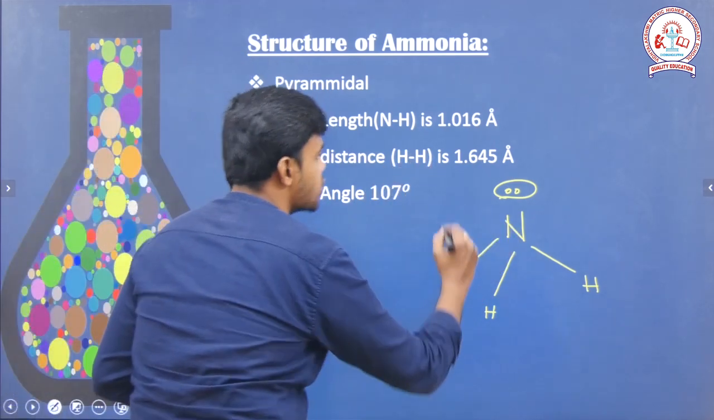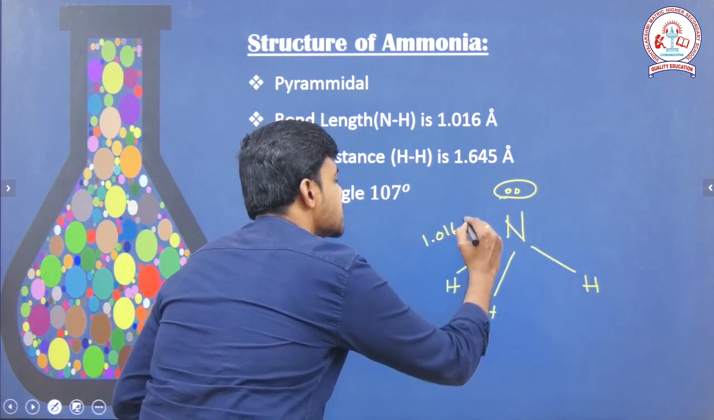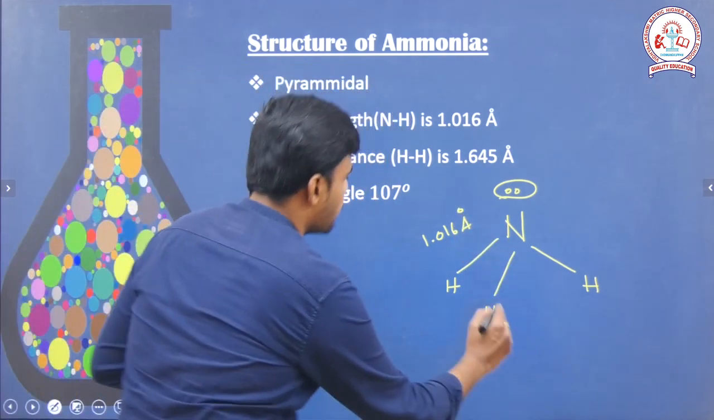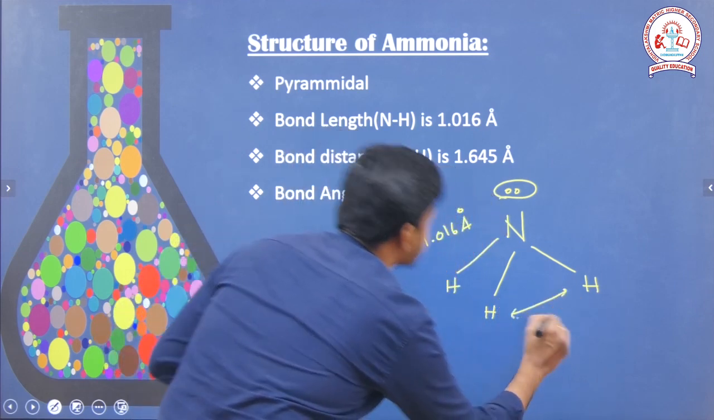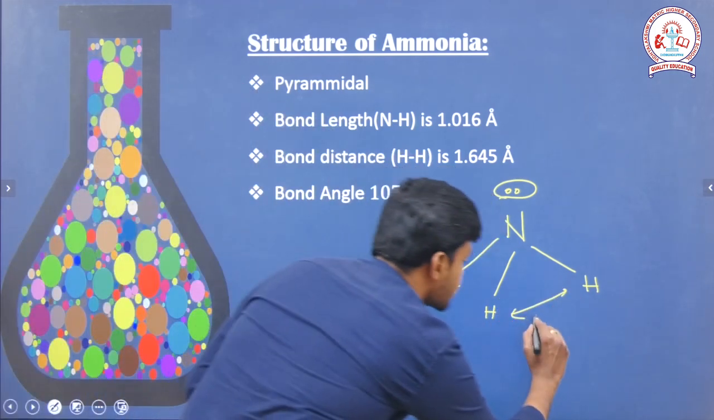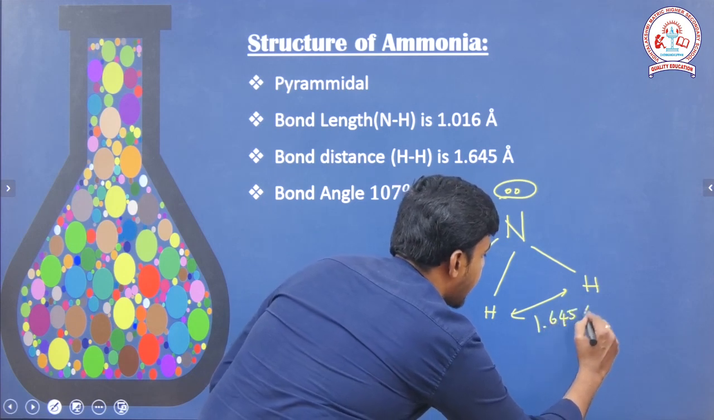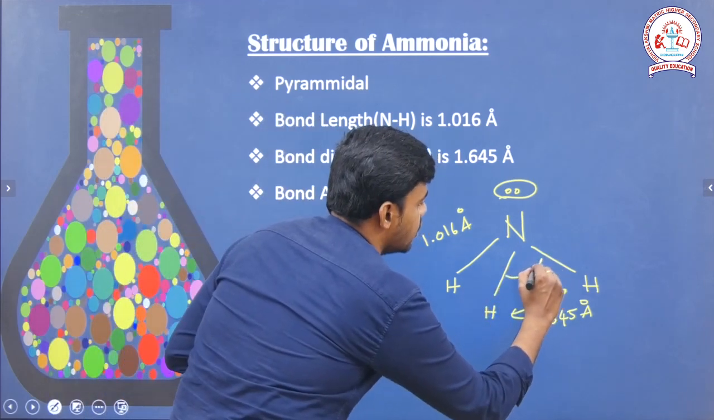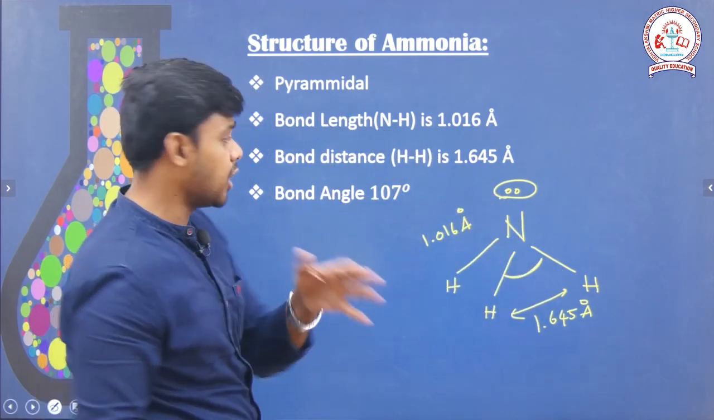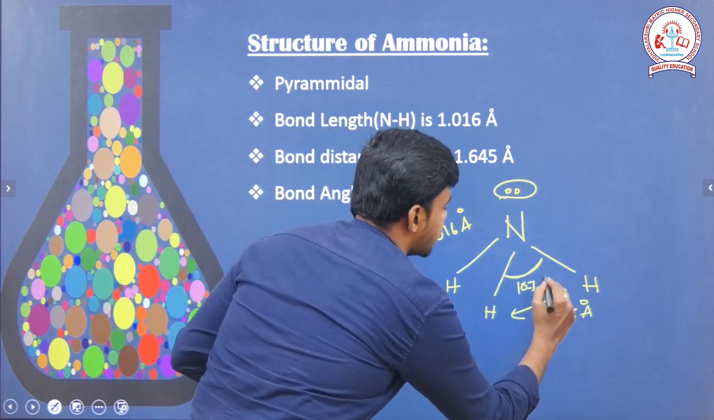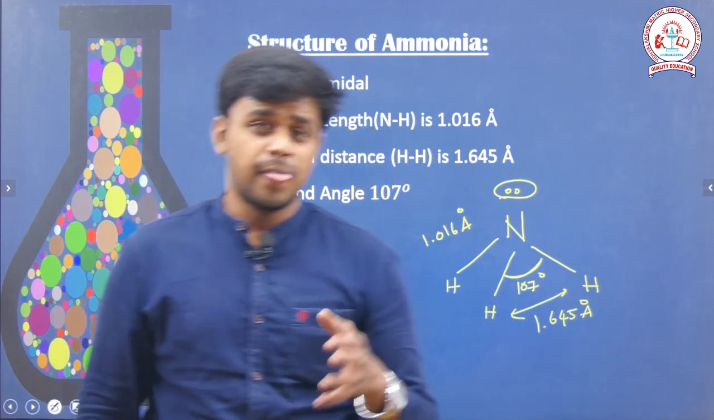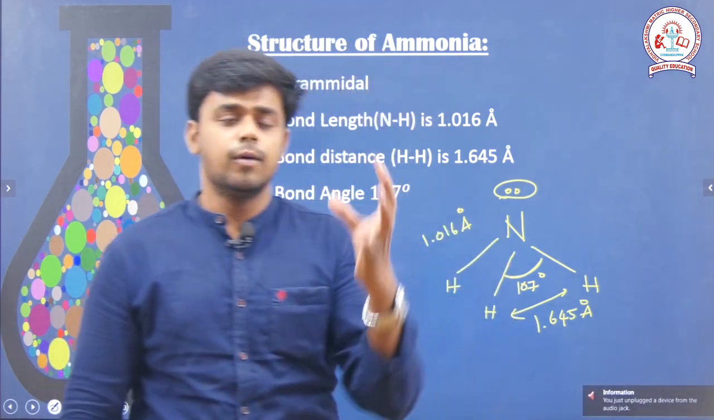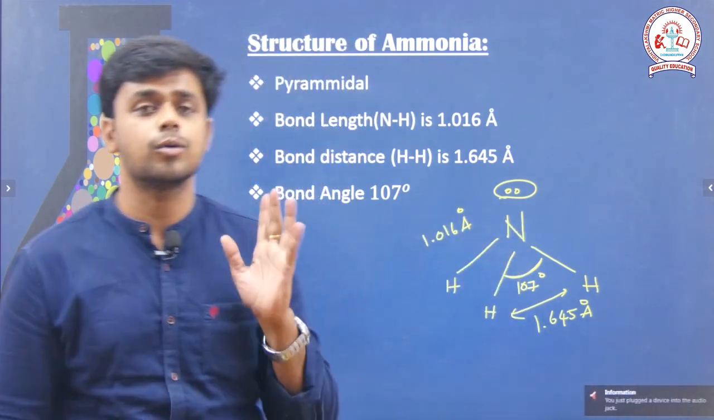இந்த நைட்ரஜனுக்கும் ஹைட்ரஜனோட bond length எவ்வளவு இருக்கு? 1.016 angstrom. And the bond distance between these two hydrogens, இந்த ரெண்டு ஹைட்ரஜனுக்குள்ள இருக்கிற bond distance எவ்வளவு இருக்கு அப்படினா which is 1.645 angstrom. That's what. And the bond angle here, ரெண்டு ஹைட்ரஜனோட bond angle எவ்வளவு இருக்கு அப்படினா 107 degree. Not only for the ammonia, pyramidal இருந்து ஒரு lone pair of electrons இருக்கும், maximum 107 தான் இருக்கும். No doubt in that.